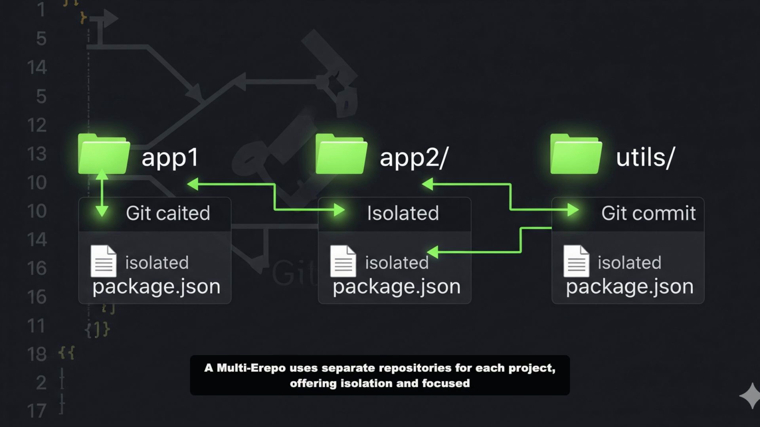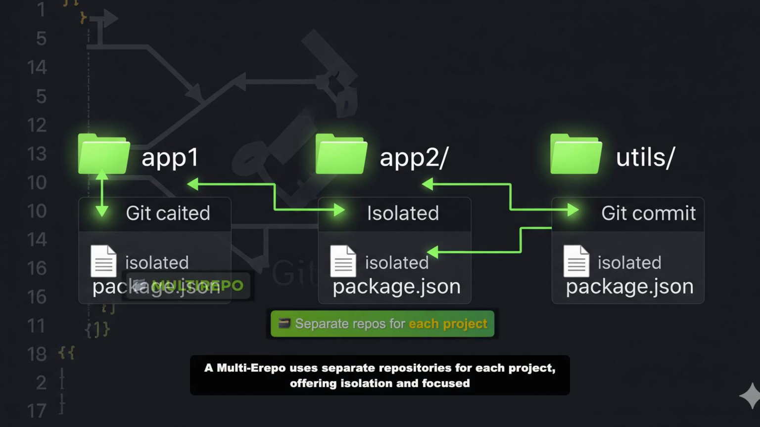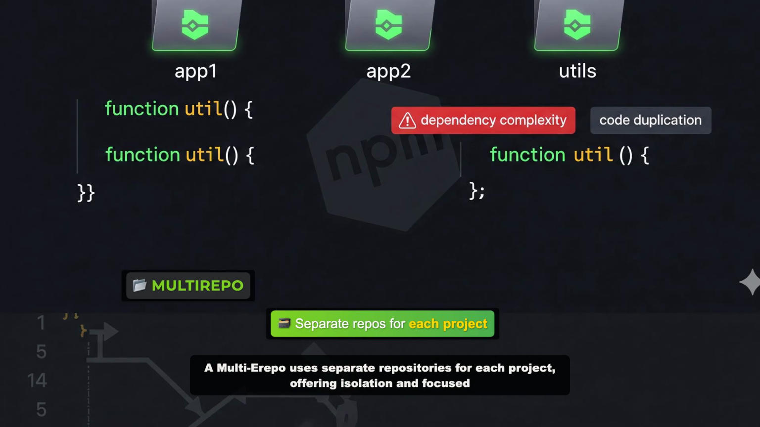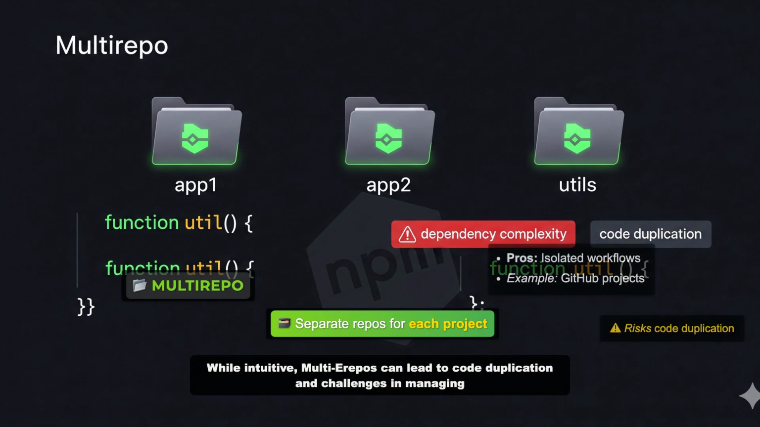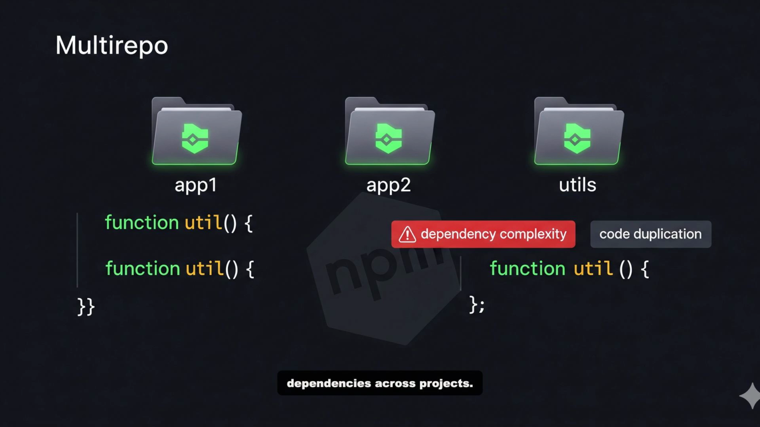A multi-repo uses separate repositories for each project, offering isolation and focused workflows for individual teams. While intuitive, multi-repos can lead to code duplication and challenges in managing dependencies across projects.